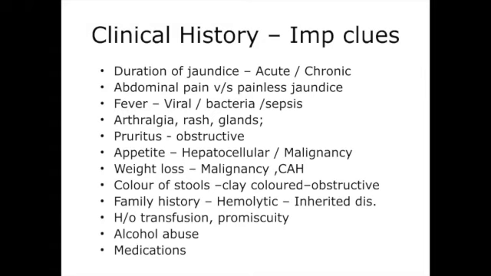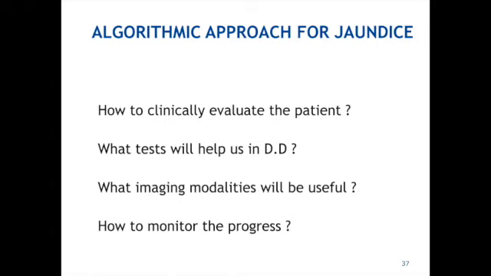And if the color of stool is clay colored, indicate obstructive jaundice. And if there is a family history of hemolytic anemia, it may be an inherited disorder like hereditary spherocytosis or sickle cell disease. If there is a history of transfusion, if there is a history of alcohol abuse and other medications, all these will give you a clue towards the diagnosis of jaundice. So one should know how to clinically evaluate the patient. What are the tests which will help us to come to a differential diagnosis? What are the imaging modality and how to monitor the progress of jaundice?